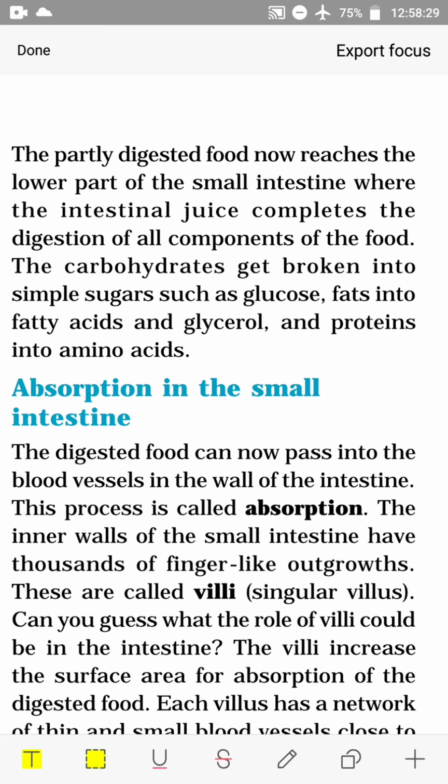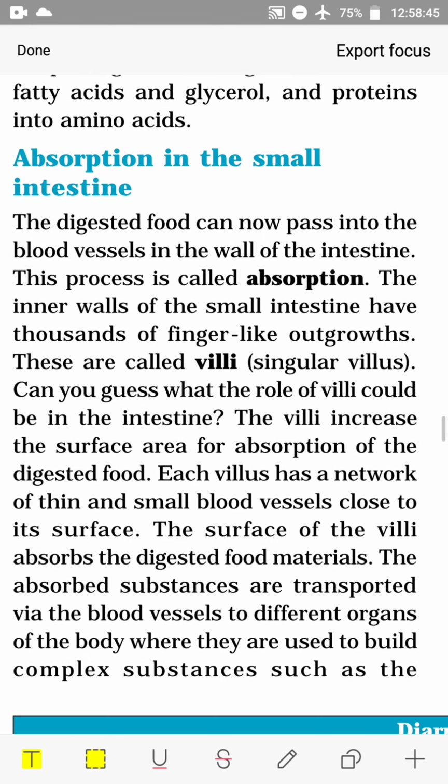Components of food you have learned. The carbohydrates get broken down into simple sugars such as glucose, fats into fatty acid and glycerol, and proteins into amino acids. The digested food can now pass into the blood vessels in the wall of the intestine. This is called absorption.